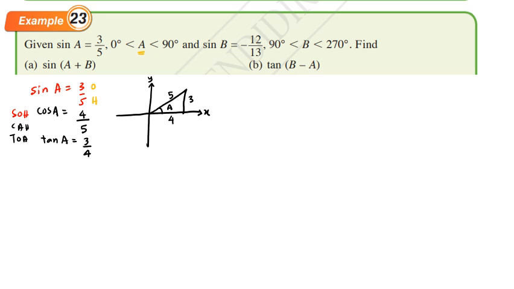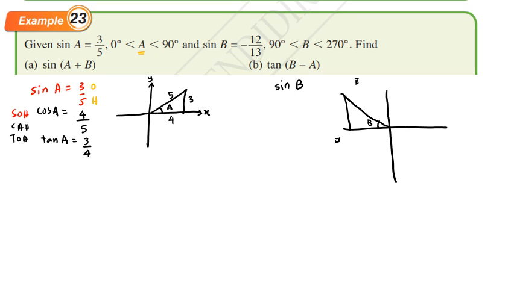Okay, we look for sin B. Sin B, it says that B is in between less than 270 but greater than 90. So maknanya kita tahu dia less than 270 but greater than 90. Maknanya dia kat quadrant nombor 2 and also nombor 3. So kita check one by one. Let's say kalau teacher letak dekat sini and kita bina segitiga. So this one is B.